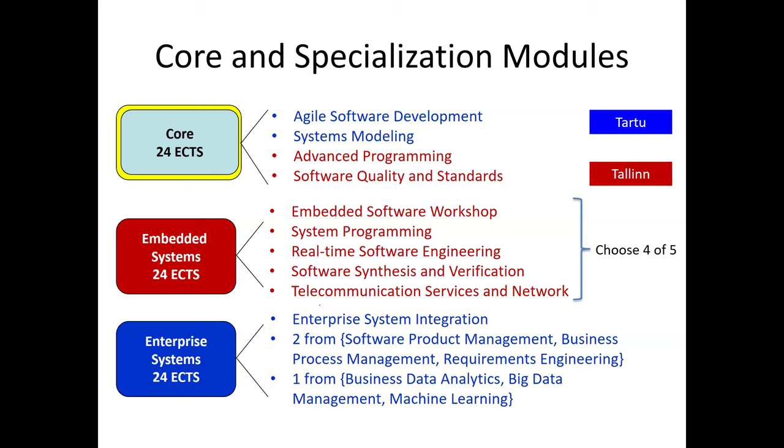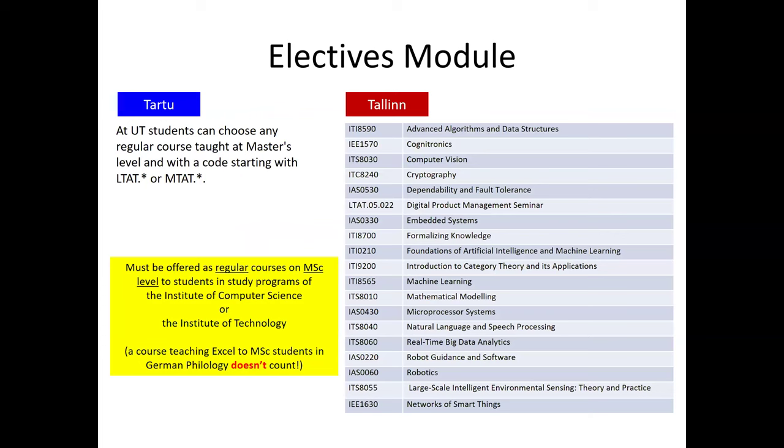If you go for the enterprise system specialization, there are in total seven different courses you can choose from, but you cannot choose freely. There are certain combinations that you have to take. For example, you always have to take the enterprise systems integration course. Then you can choose two out of a set of three courses and another course out of a set of three courses. On top of that, there's a long list of elective courses in both universities, Tartu and Tallinn.